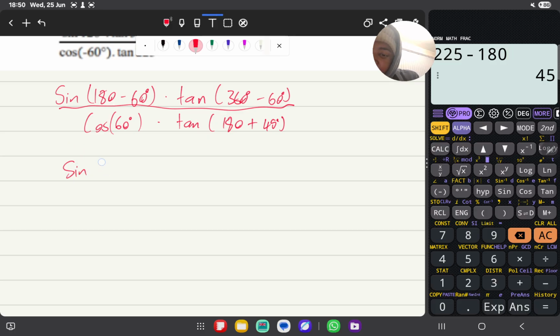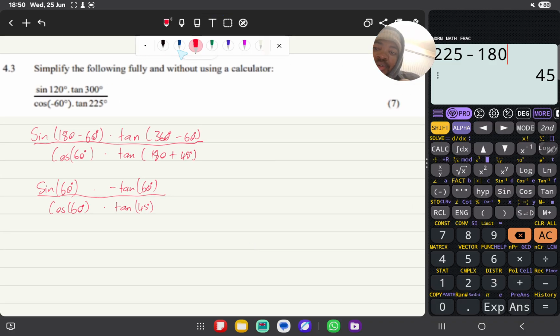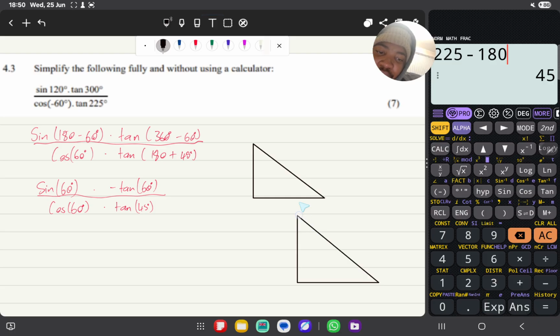So the numerator is sine 60, a positive one, because sine is positive there. Then a negative tan 60, because tangent is negative there. In the denominator you have your cos 60 multiplied by tan 45, positive there. By now you must have realized that these are special angles, so you can just draw your two triangles and start naming them.